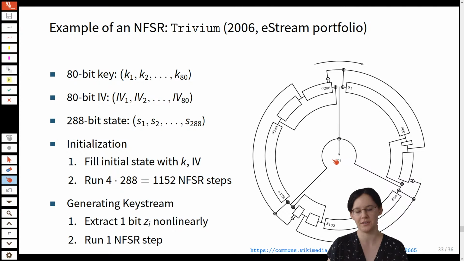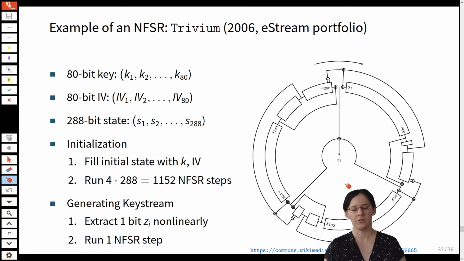So to produce the output bit, Trivium simply takes 3 specific bit positions that are produced by this shift register, XORs them, and that's it. So it's like a bit of a more messy and more non-linear version of an LFSR.